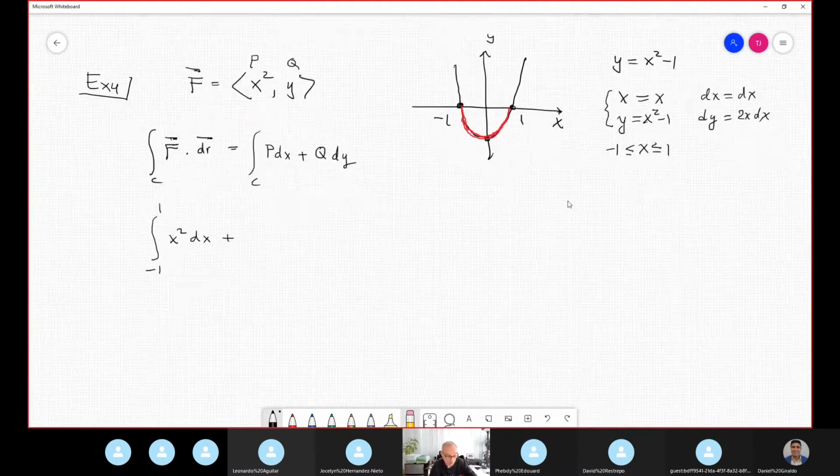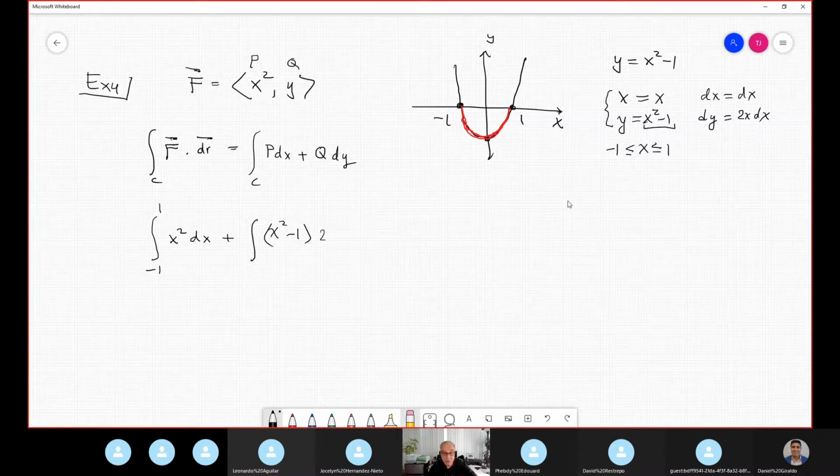Okay, it's plus integral, and Q is y, but I know that y is x squared. It's x squared, multiplication dy, but dy is 2x dx. And this goes from -1 to positive 1.